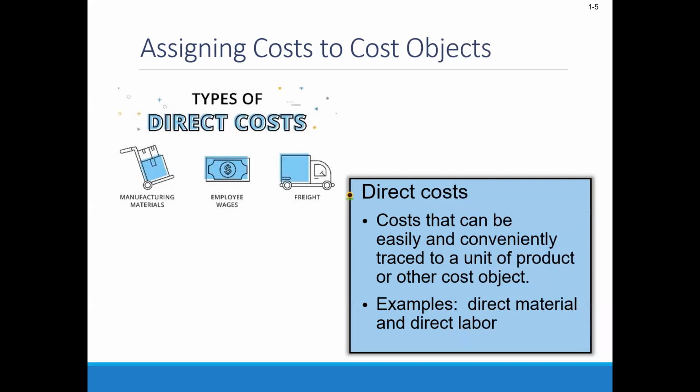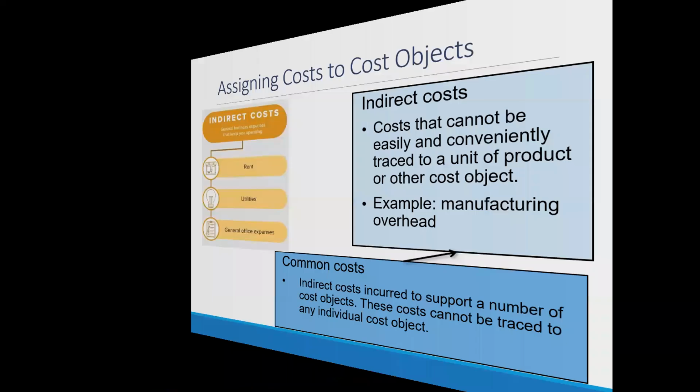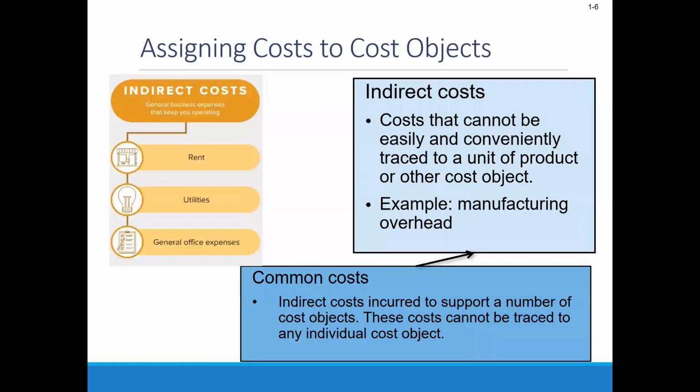Okay, so direct materials and direct labor would make up our direct costs, okay? Now, assigning costs to cost objects. Indirect costs are costs that cannot be easily traced to a unit of product. Examples are what we call manufacturing overhead.